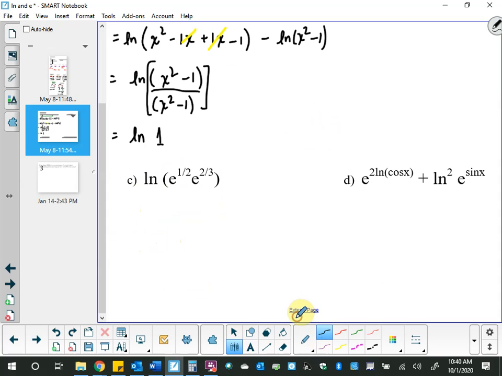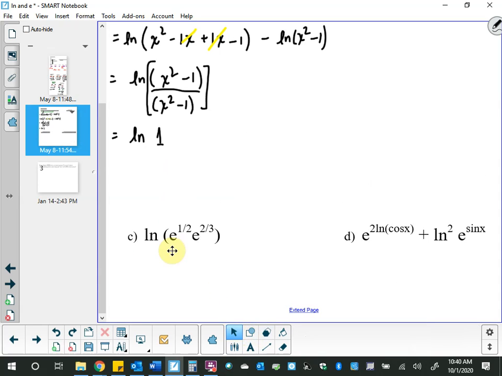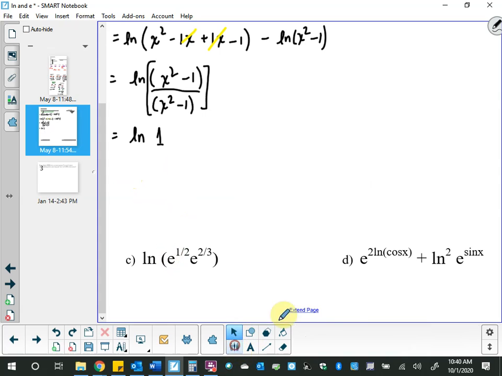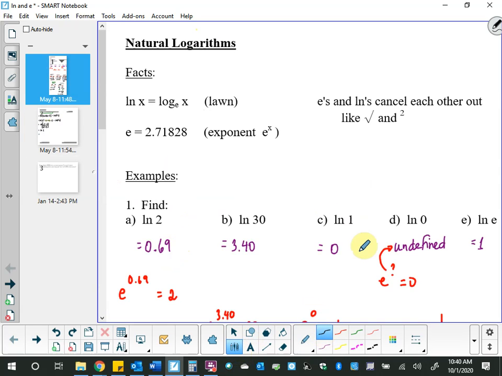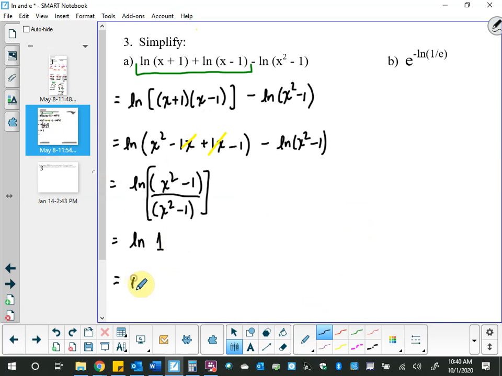And something that you should memorize or understand, especially if you're at a school that doesn't let you use a calculator, is that this answer is 0. And that is as simplified as we get. In fact, we could evaluate that one.